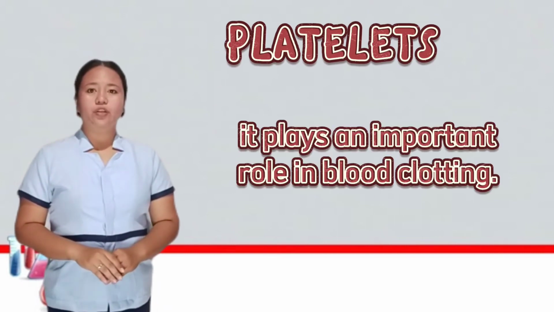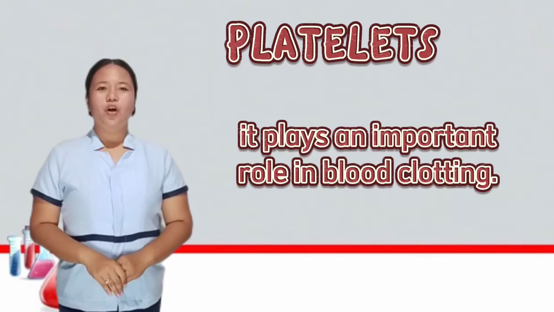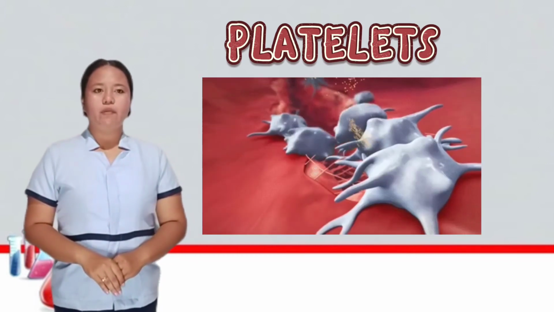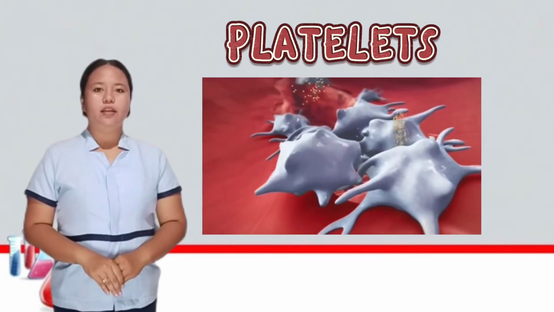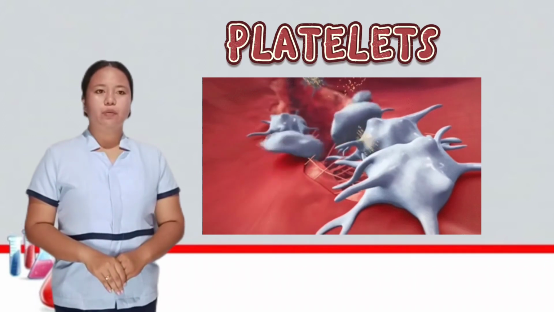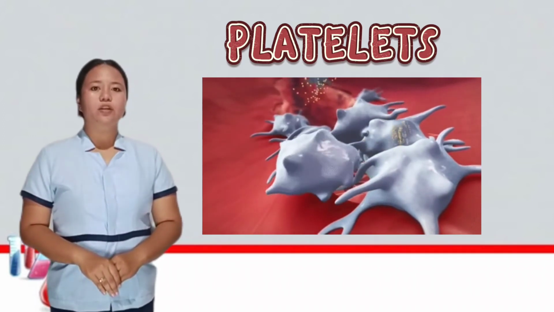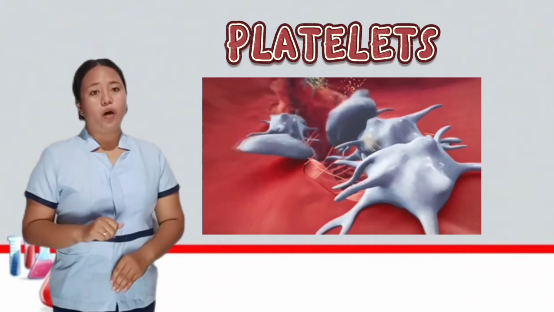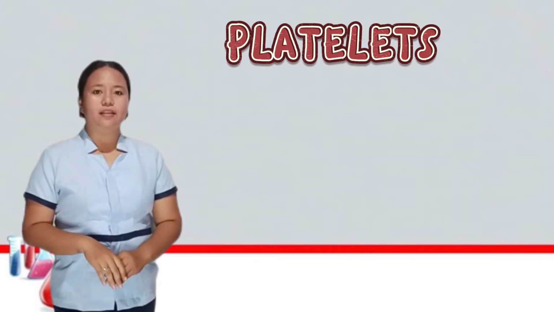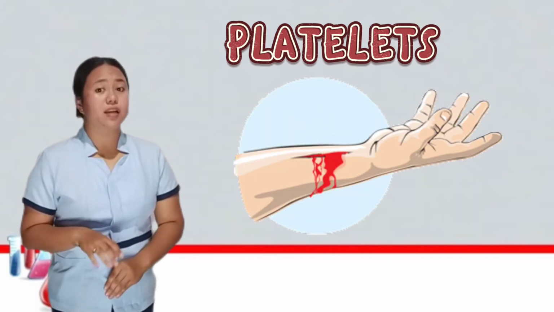Next is the thrombocytes, or what we call the platelets. Platelets play an important role in blood clotting. When some body tissues are damaged due to a wound or cut, the platelets help form blood clots to prevent the loss of blood and close up the wounds. That is why if a person has a lack of platelets in blood, it can cause excessive bleeding.